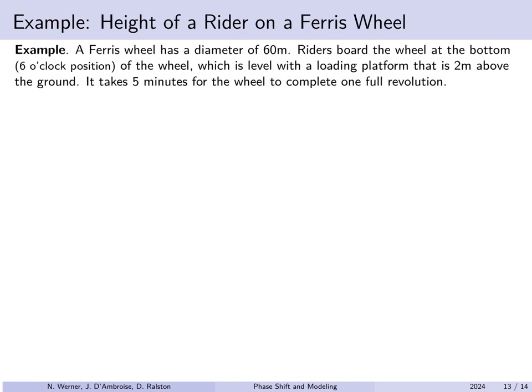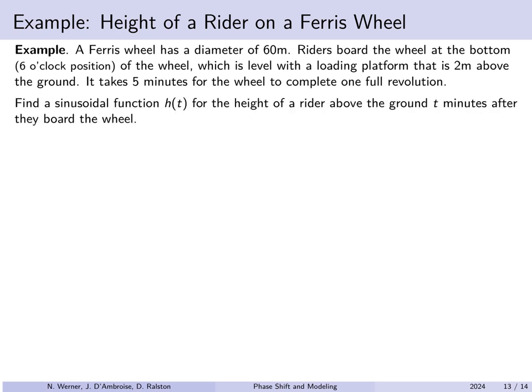Let's take a look at another example. A Ferris wheel has a diameter of 60 meters. Riders board the wheel at the very bottom of the wheel, which is level with a loading platform, and that platform itself is 2 meters above the ground. It takes 5 minutes for the wheel to go all the way around. Find a sinusoidal function for the height of a rider above the ground t minutes after they board the wheel.